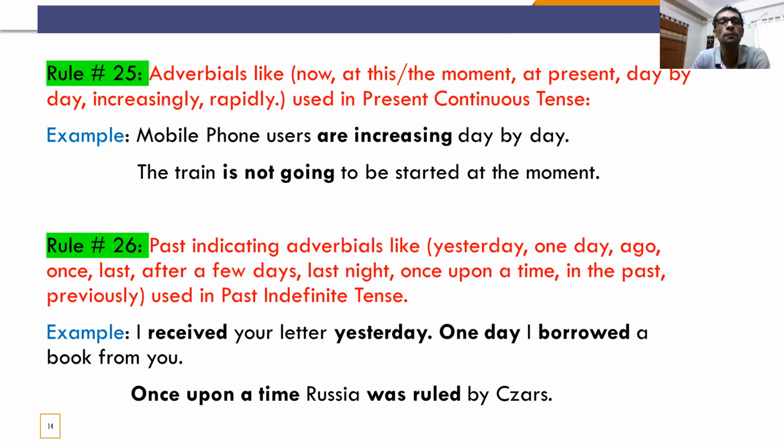Rule number 26 now. Past indicative adverbials like yesterday, one day ago, once, last, after a few days. And these are all past indicating adverbials. When you use this in a sentence, the sentence would be used in the past indefinite tense like this. I received your letter yesterday. One day I borrowed a book from you. Once upon a time, Russia was ruled by czars. So you can see that when you use these adverbs, don't forget to use the past indefinite tense.